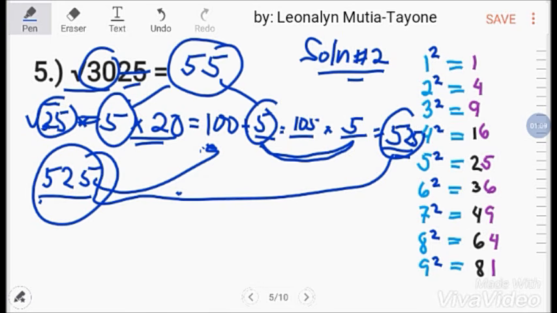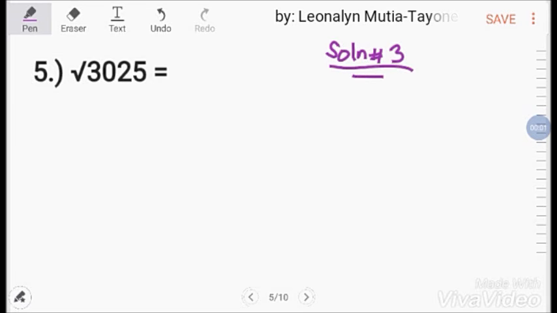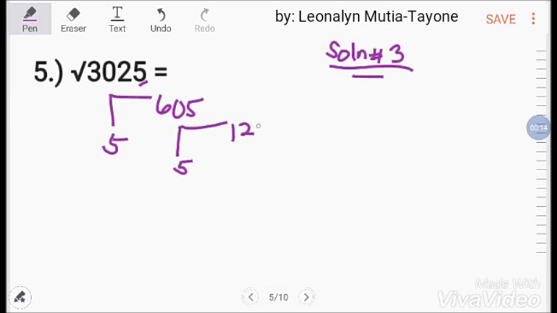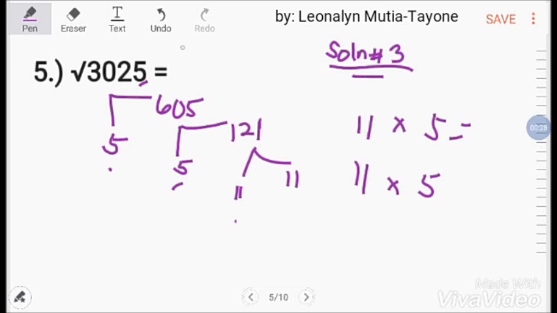5, so 55. Solution number 3. Hanapin ulit natin yung mga prime factors tapos i-group natin. So, i-divide natin ng 5 kasi ma-divide siya ng 5. At i-divide ulit natin ng 5 and that is 121. 121 ay perfect square siya ng 11. May dalawang 11, so tig isang 11. May dalawang 5, tig isang 5. So, 11 times 5, that is 55. So, ito na yung sagot.